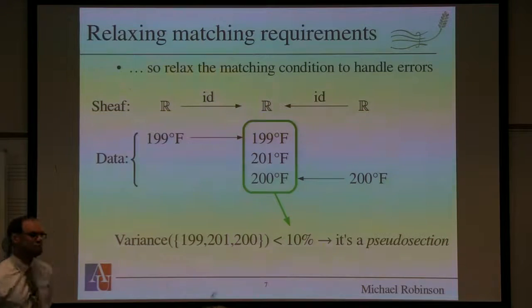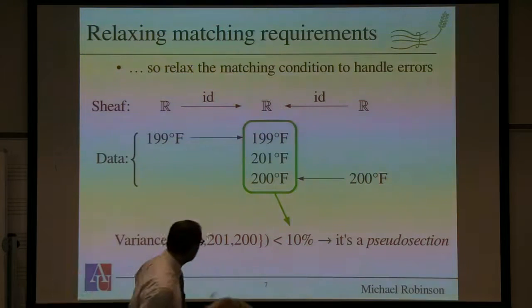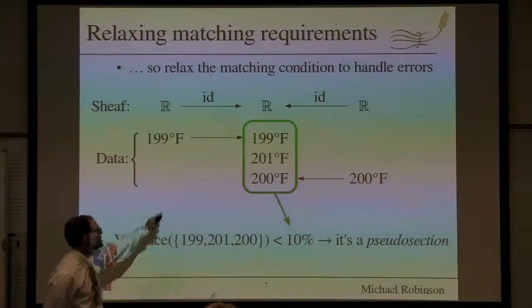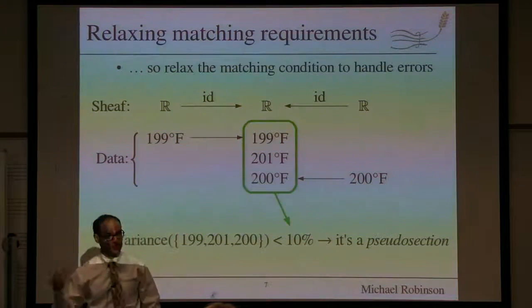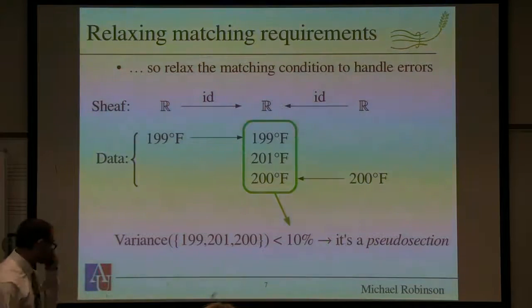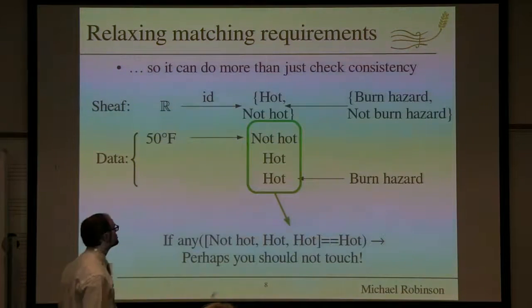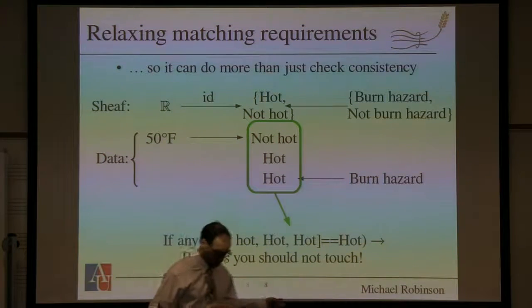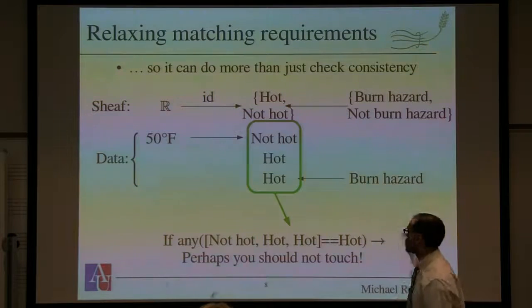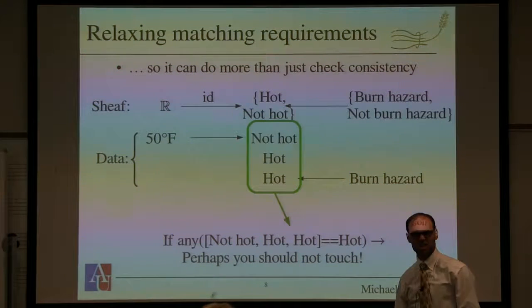Now, you can do neat things with this that are a little bit bizarre. If instead of using variance, I use some other function that takes in these three values and returns me a truth value, true if consistent, false if not. So for instance, I might have this sort of situation where the thermometer on the object says 50 degrees Fahrenheit, but there's a big label that says burn hazard. Maybe I don't want to touch that.